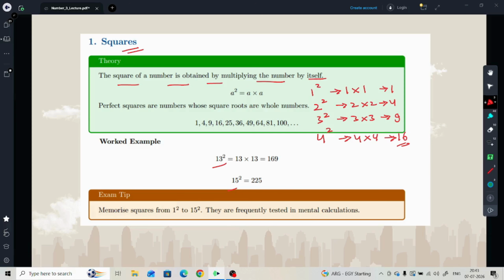I think you must have understood till right now. My advice is that you should memorize the squares from at least 1 square to 15 square. It can help you in your non-calculator based papers to do fast calculations.